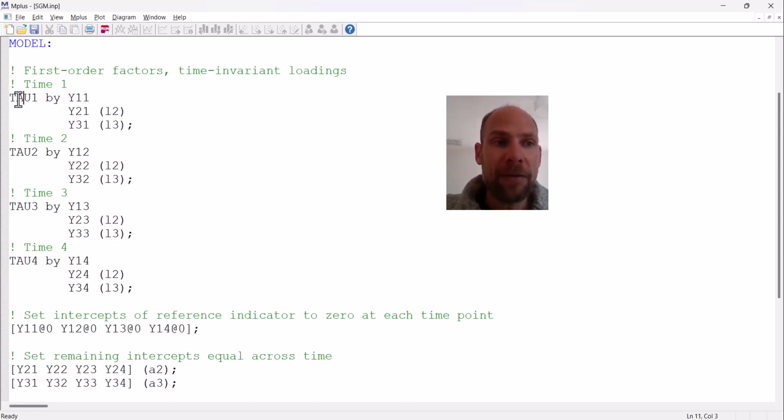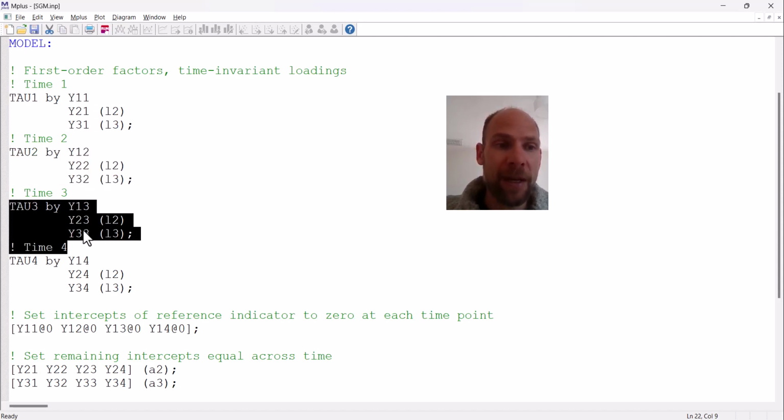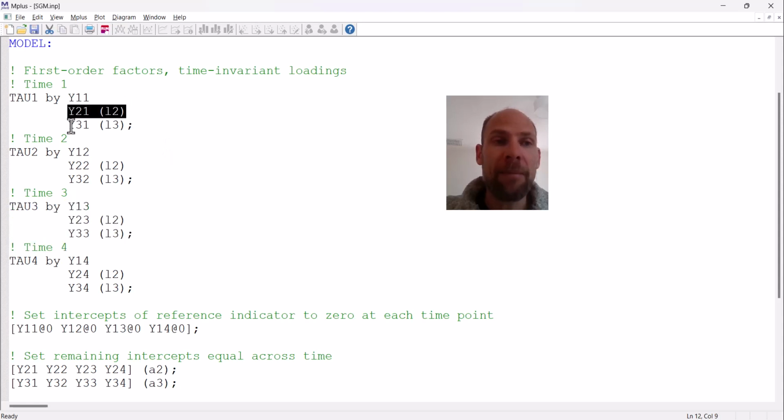You can see we have tau 1 for time 1 with the 3 indicators that are measured at time 1. So they have the same last index 1 for the first time point, and then they have different indices for the different indicators 1, 2, 3. We have the same indicators at time 2, and now they have the index 2 at the end for the second time point, and then for the third time point they have the index 3 at the end, and so on. Notice that in these measurement models here we constrain the loadings to be time invariant.